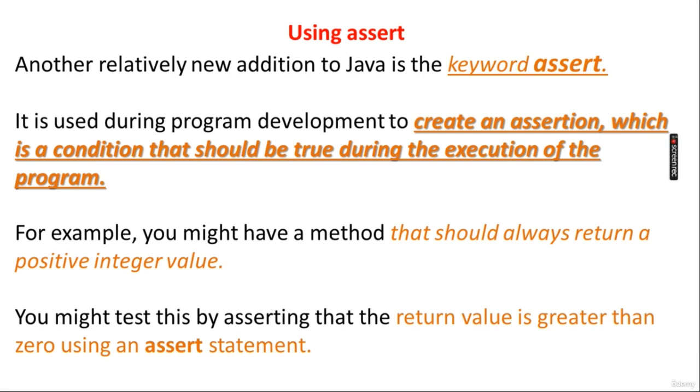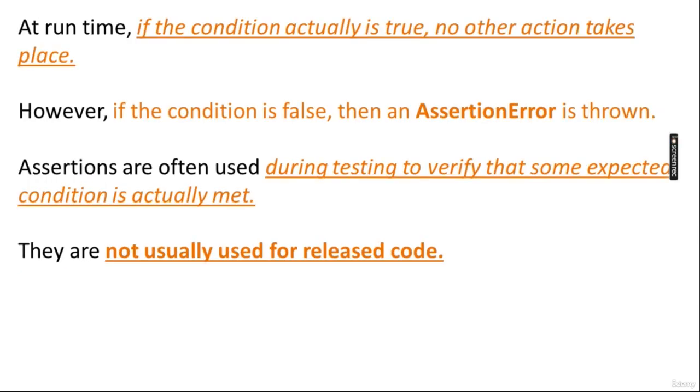Your program requires that some method should always return a positive value, and to be confident about it, you can place the keyword assert so that the return value will always be greater than 0. At runtime, if the condition is true, no other action takes place. However, if the condition is false, an AssertionError is thrown, that is, an exception. Assertions are often used during testing to verify that some expected condition is actually met.